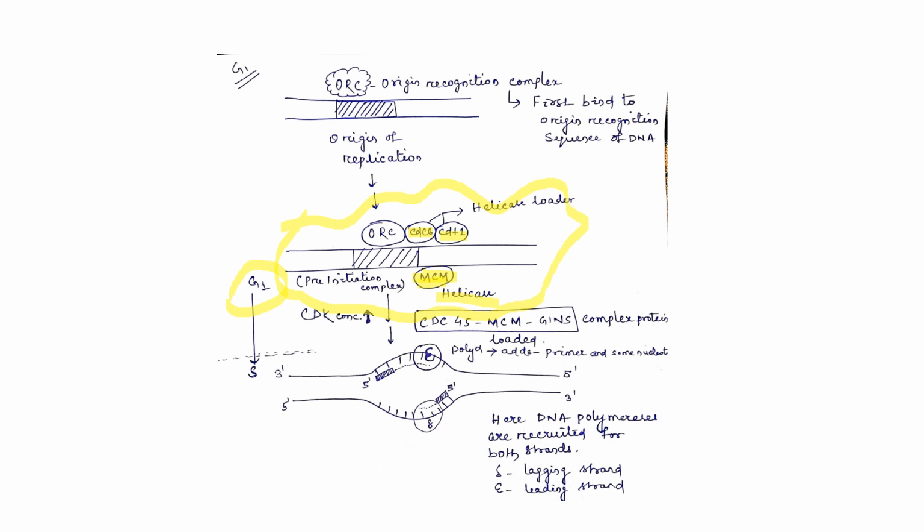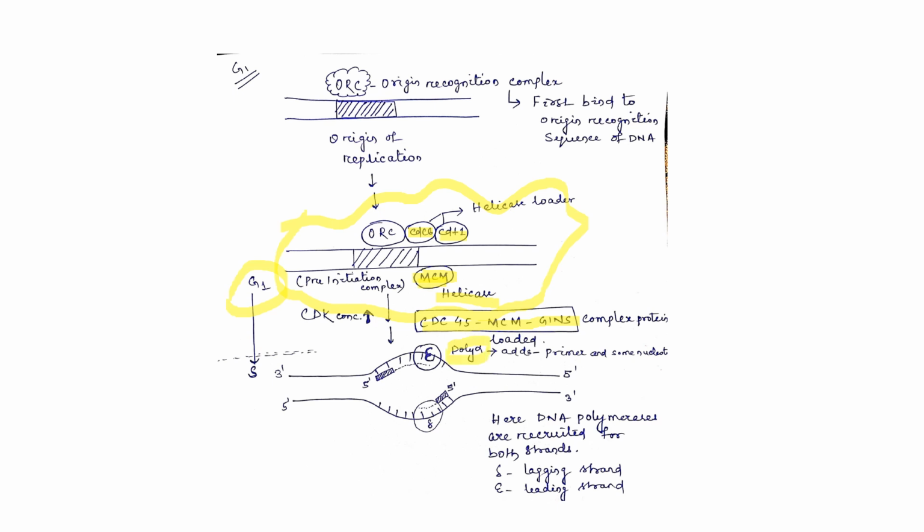And at that time, the CDK concentration will rise. When the CDK concentration increases, the cell moves from G1 to S phase, and then another protein complex, CDC45, then MCM, then the helicase complex proteins are loaded. Okay. And when the cell moves from G1 to S, primer is added by DNA polymerase alpha.